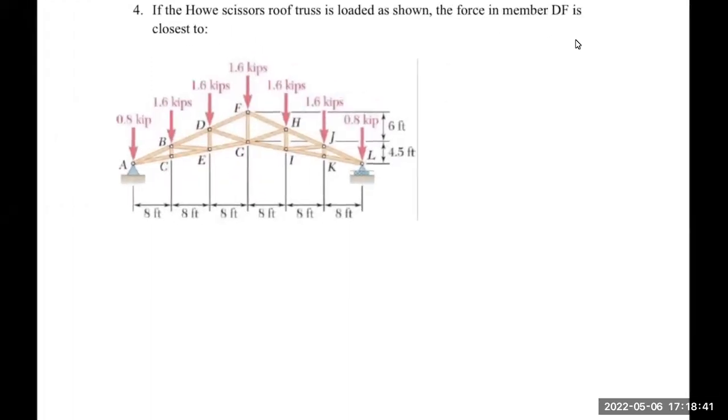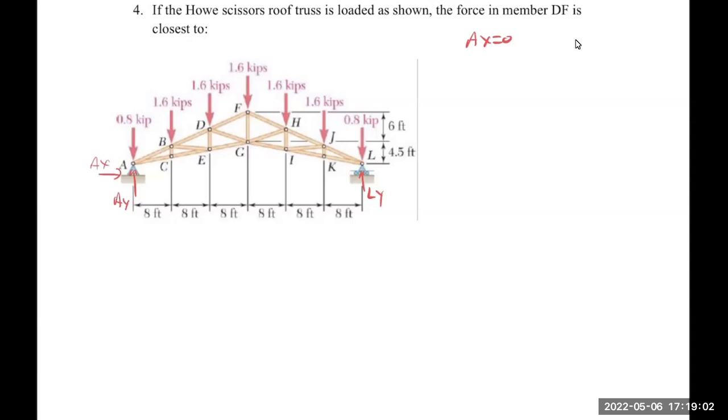So we have two reactions right here, AY and AX, and we have LY right here. If you look at the graph, the only horizontal force in this case is AX. So that means that AX will be equal to 0 because there's nothing else to balance that out.